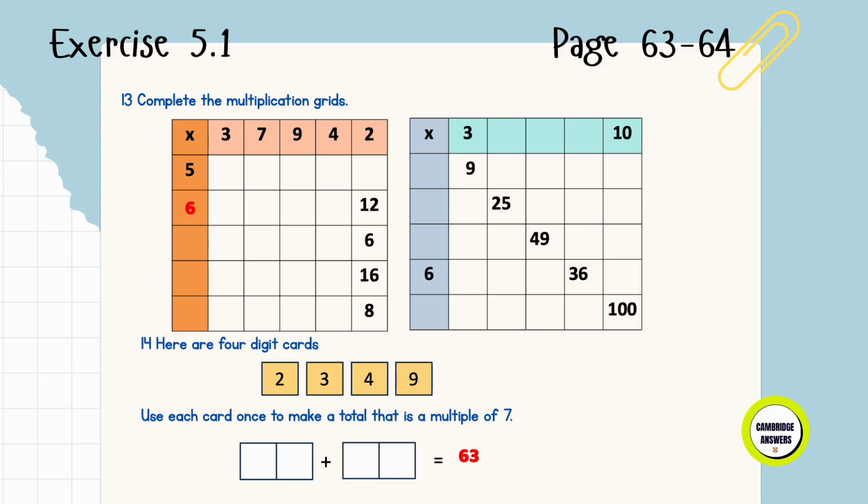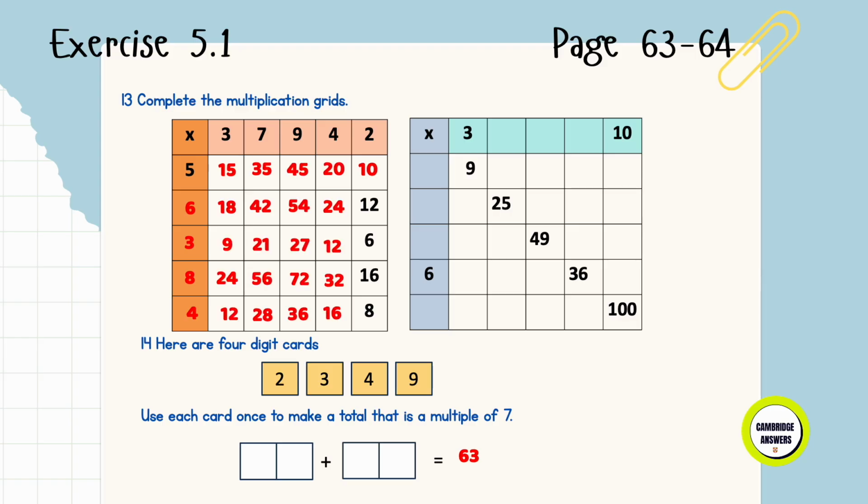Next, the last number is 6. What times 2 gives 6? That's 3. After that, the last number is 16. What times 2 gives 16? That's 8. And the last row, the last number is 8. What times 2 gives 8? That's 4. Now, just fill in the rest by multiplying the row number by the column numbers at the top for each box.